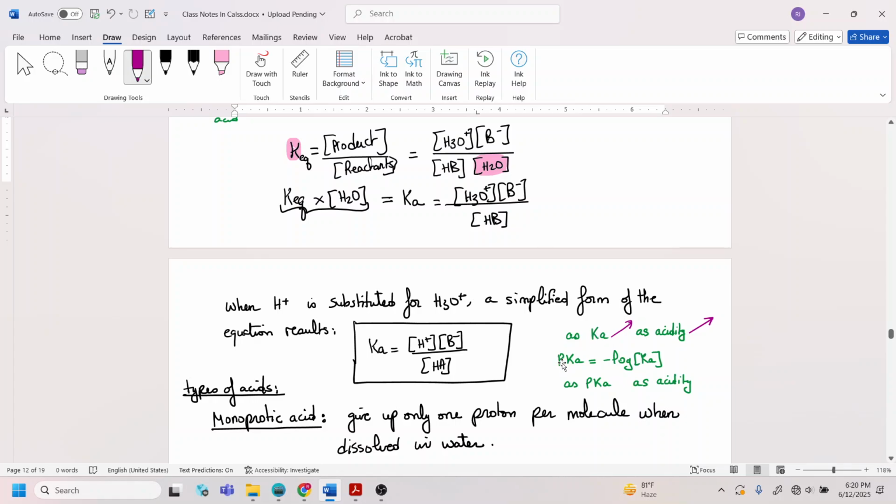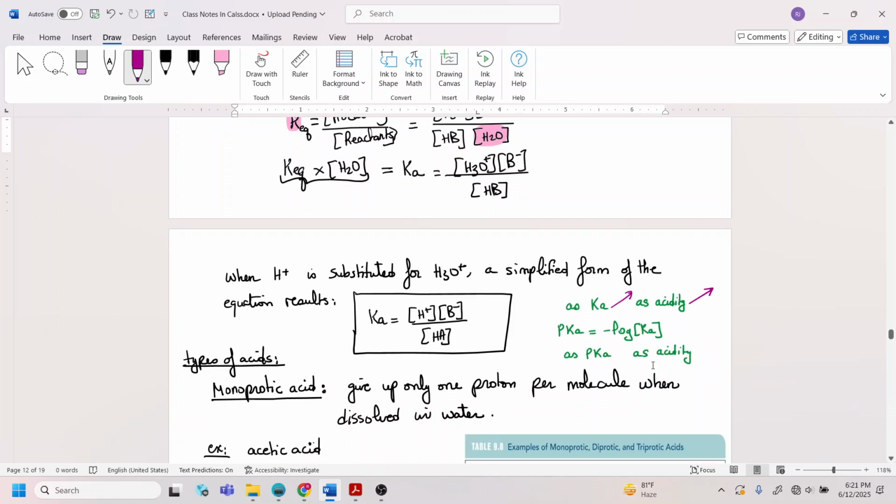We can also relate Ka to pKa, and pKa is minus log of Ka. As the pKa decreases, the acidity is going to increase. So the lower the pKa, the stronger the acid. The higher the pKa, the weaker the acid.